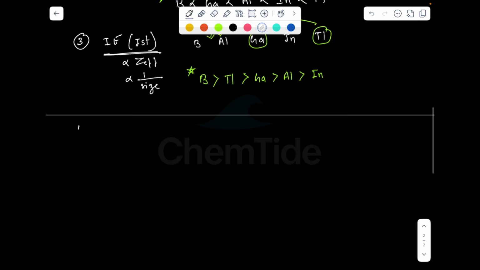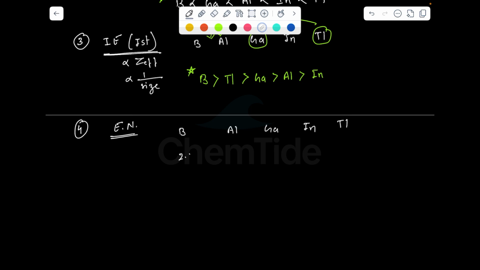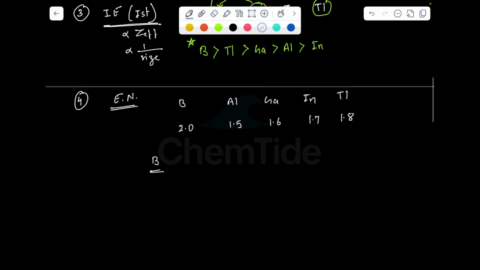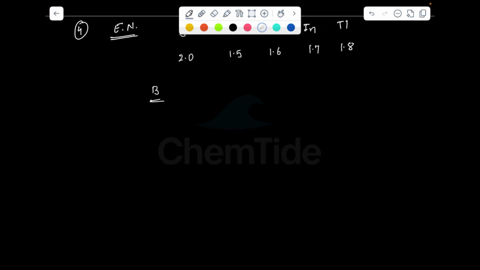Next physical property we have is electronegativity. Boron is the most electronegative element, then aluminium, gallium, indium, and thallium. Here the electronegativity based on the Mulliken scale: boron is 2.0, then 1.5, 1.6, 1.7, and 1.8.